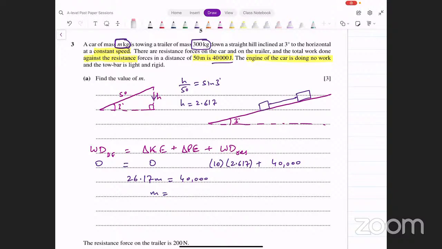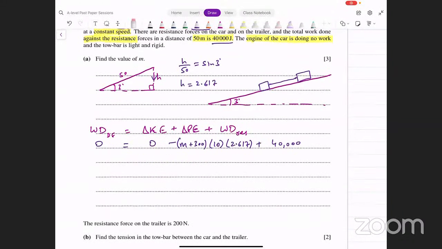तो ये mass यहाँ पे क्या लेंगे? It should be m plus 300. Okay, this should be m plus 300. Now let me actually just calculate this again. ये आपके पास क्या आता है? It's going to be 26.17 into m plus 300. That equals 40,000. 26.17 m plus 300 into 26.17. That is 7851 equals 40,000. अब इसको अब साइड पे ले जाएंगे.